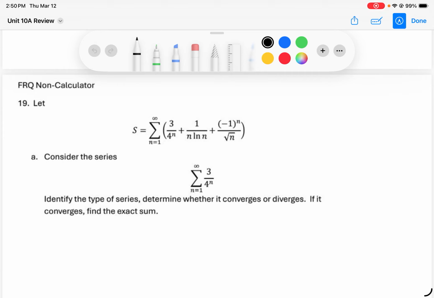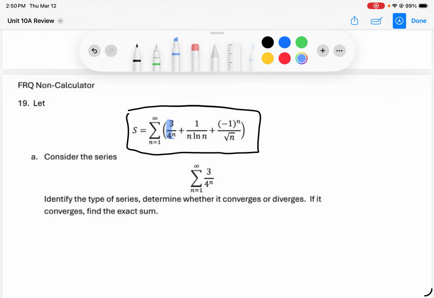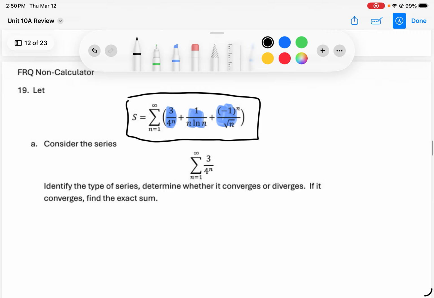All right, in this video, we're going to do the FRQ questions. So this first one is non-calculator. We have this series up here. It says S is equal to, and this is kind of new. We've got this series and we've got a separate term here, a separate term here, and a separate term here. So the series S is the combination of all three of those series. So it's kind of new, but let's break this down.